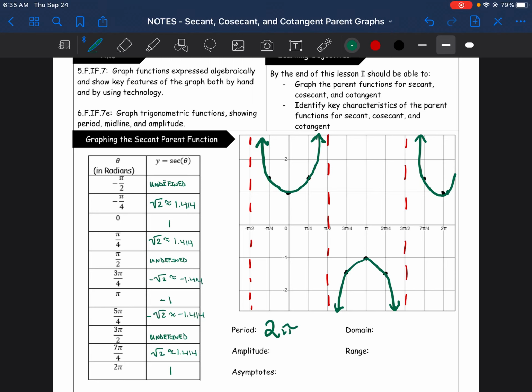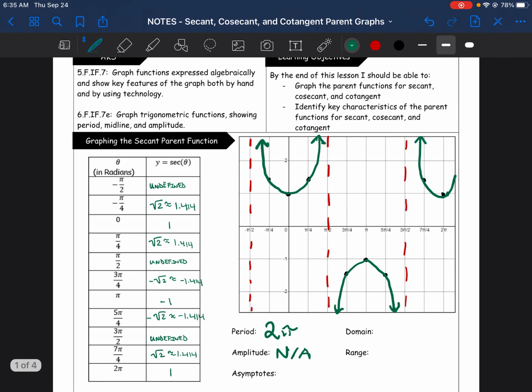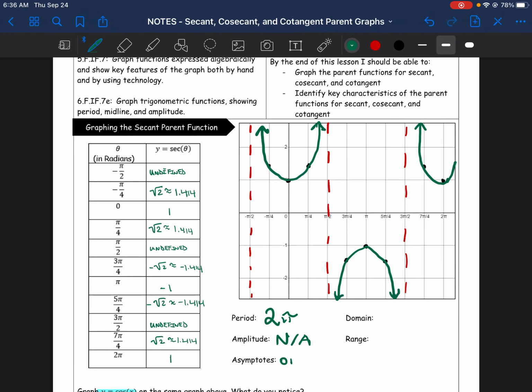Our amplitude, well, remember the amplitude is determined by maximum and minimum values. There is no amplitude here. No amplitude for secant. And the asymptotes, well, we already noticed that we have an asymptote at negative pi over 2, positive pi over 2, 3 pi over 2. The next one would be at 5 pi over 2. So it's looking like odd multiples of pi over 2. Let's go ahead and record that. These are odd multiples of pi over 2.